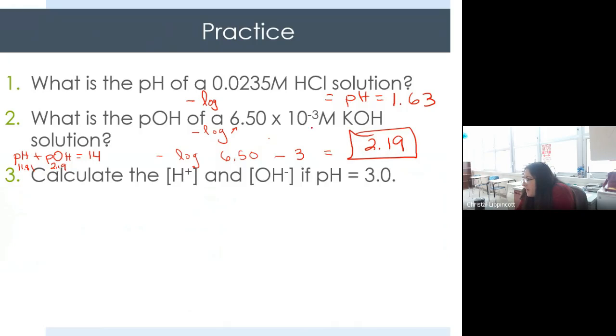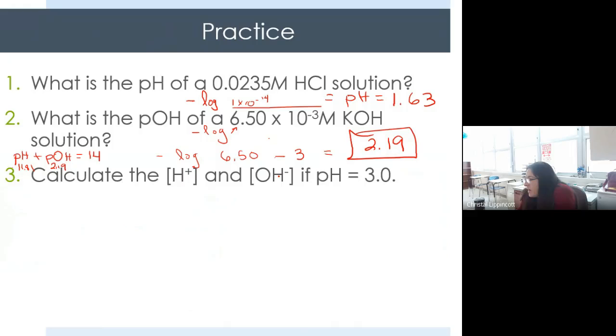What if I wanted to find out the hydrogen concentration? How would I figure out the hydrogen concentration for this guy? I can do it 2 different ways. Way number 1, which I think is faster, is I can take 10 to the negative this guy, and that's going to give me the hydrogen concentration. Or I can take 1 times 10 to the negative 14th and divide it by this guy. There's a couple of different ways I can approach that.